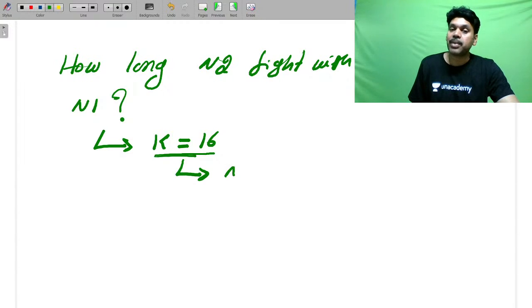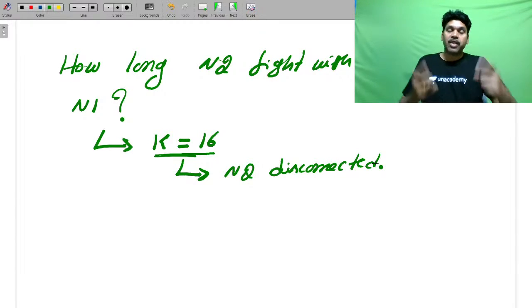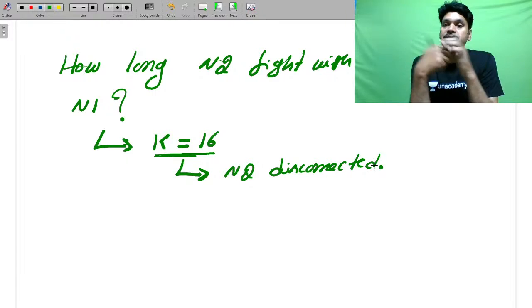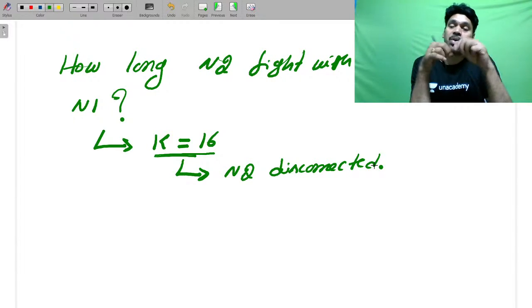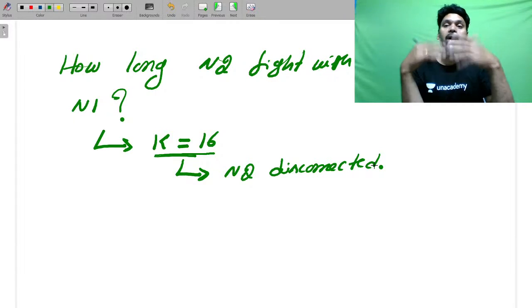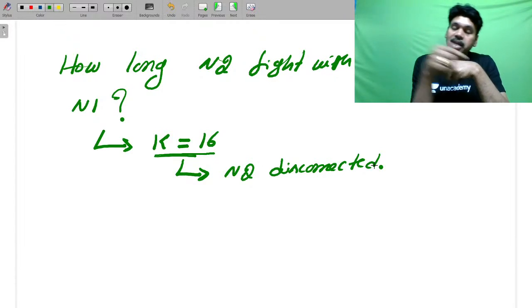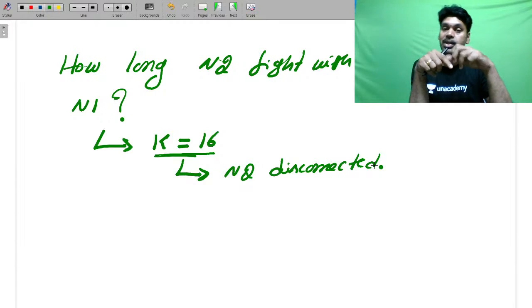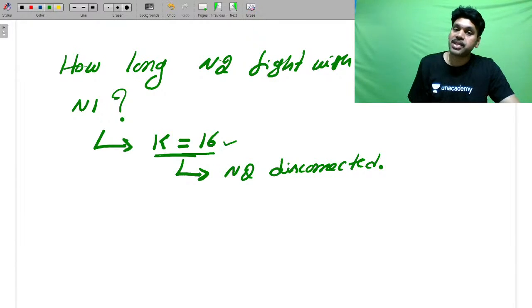So what will happen? N2 is disconnected. This is your telephone real-time example. When two parties are communicating with each other and a third party comes into the middle and tries to talk with you, he will get an engaged sound. How long? First time collision, second time collision. Likewise, you are going to see that multiple times. So we are going to wait up to 16 slots.